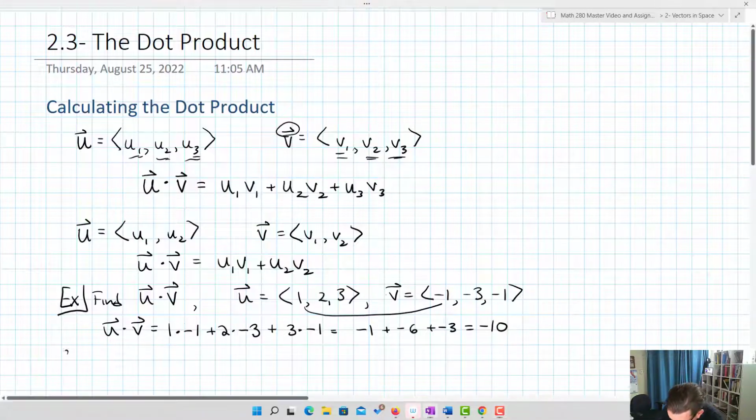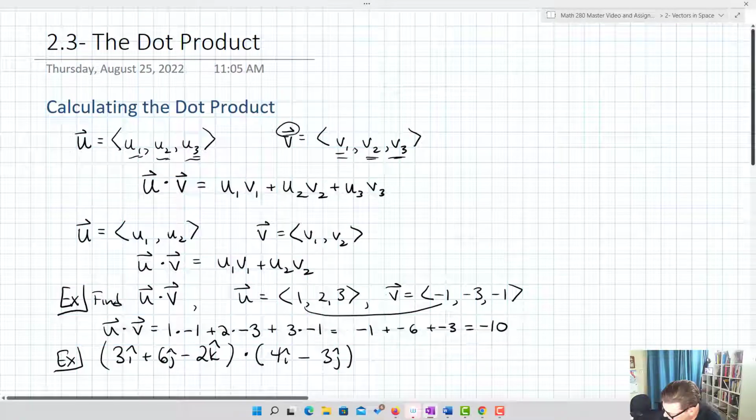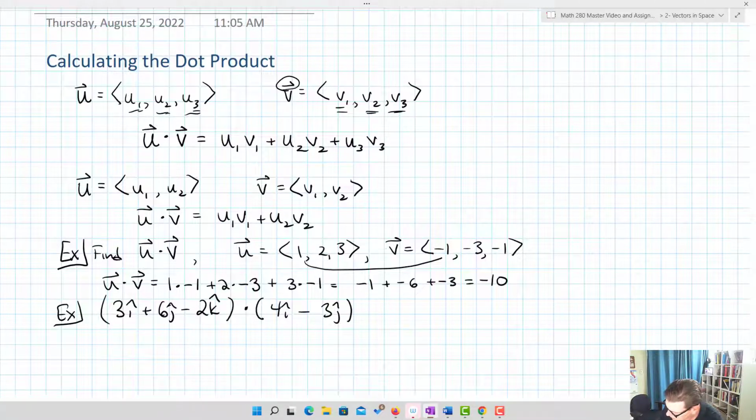Let's take a look at another example. We'll take example number 2. And this one we'll actually do in standard unit form. So let's take 3i plus 6j minus 2k, and we're going to dot that with 4i minus 3j. So we'll dot those two vectors together.